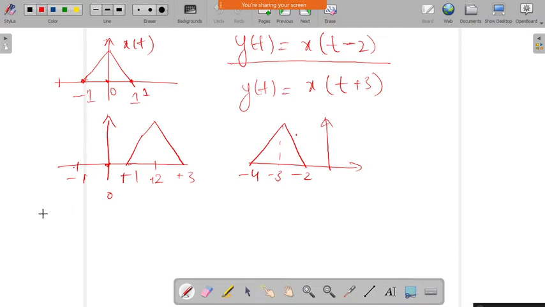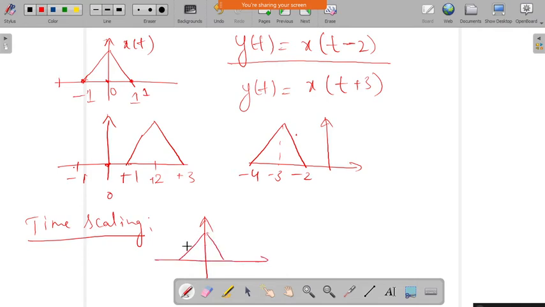Okay, so time scaling. What is time scaling? Again, if we have the signal x of t, let us take this itself, x of t. Now between minus t to plus t, or in general we can take minus 1 to plus 1 itself. Now this is x of t.